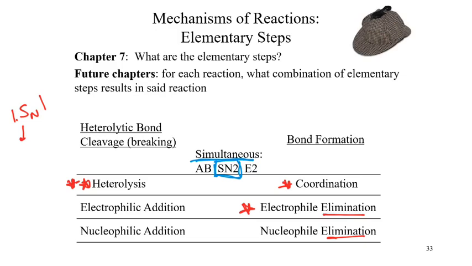And so our E1, or our 1 type for our elimination, is going to be a heterolysis followed by an electrophile elimination. And notice that the 2 type for our elimination follows all at once, so again follows in that simultaneous category. There's the E2. Okay? So what we're trying to do is combine those pieces and understand how they come together and how they fit to generate the products that we see.